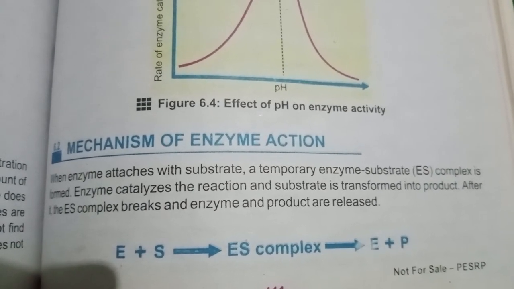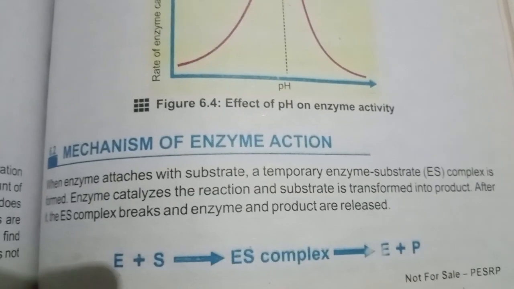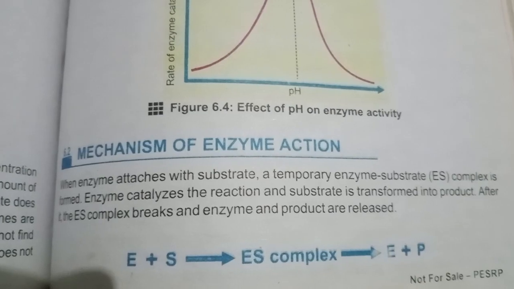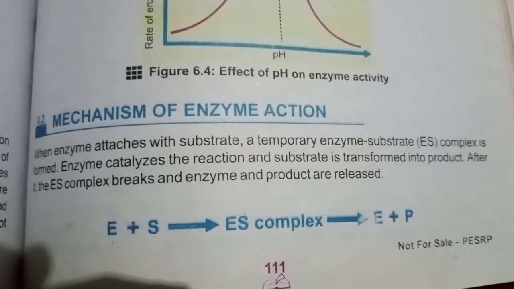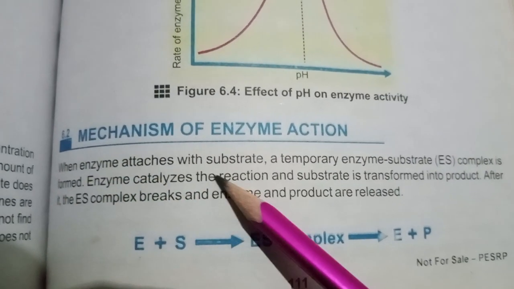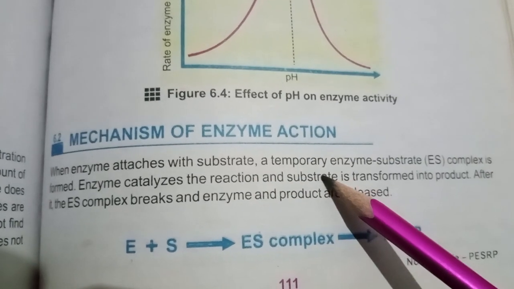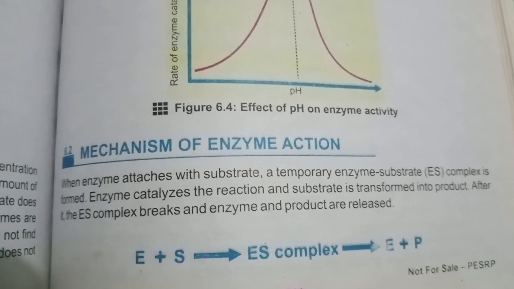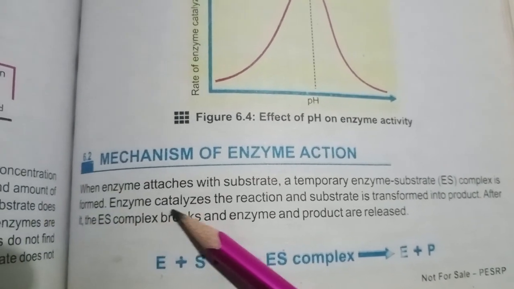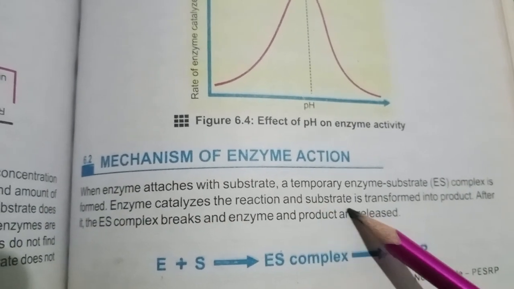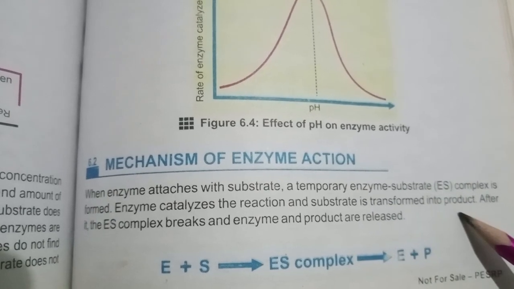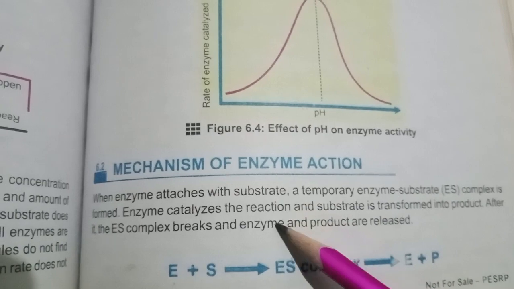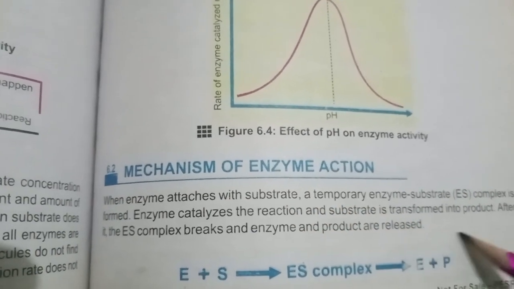Last time we studied meiosis, and today our topic is the mechanism of enzyme action. As we know, when the enzyme attaches to the substrate, a temporary enzyme-substrate complex forms. The enzyme catalyzes the reaction and the substrate is transformed into the product. It means the enzyme acts upon the substrate and the substrate converts into the product.